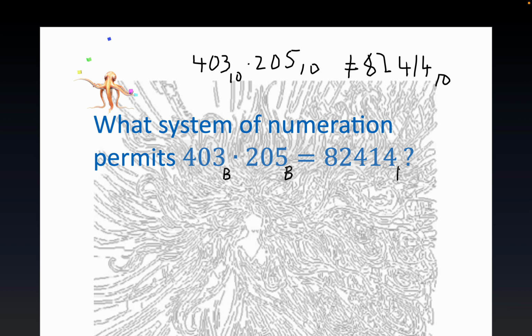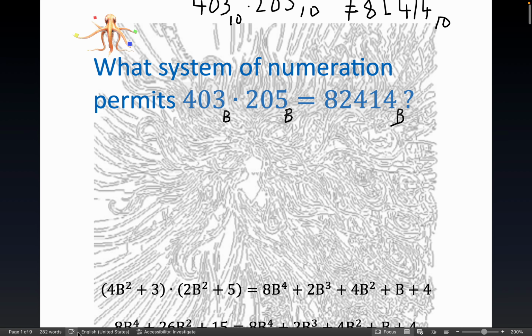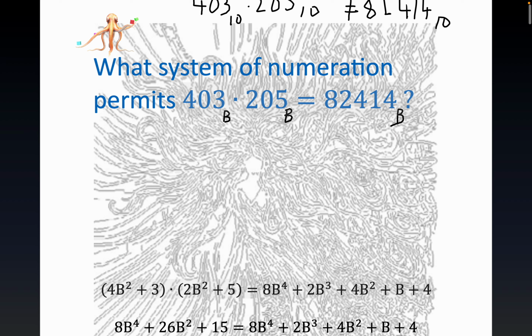So here we go. Let's do a check on this and let's write down what it means. If you come down, folks, 403 base b would be 4b squared plus 3. Notice that the 0 placeholder, we leave out the power of b, the value b. In a similar fashion right here, we have 2b squared plus 5. Again, the 0 means a missing b term, okay?